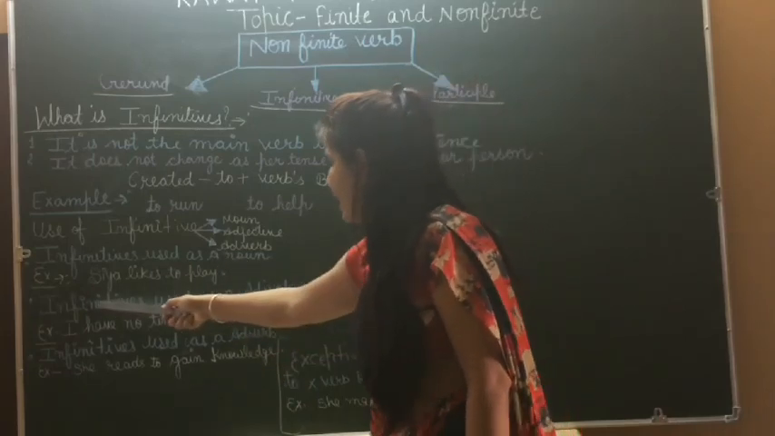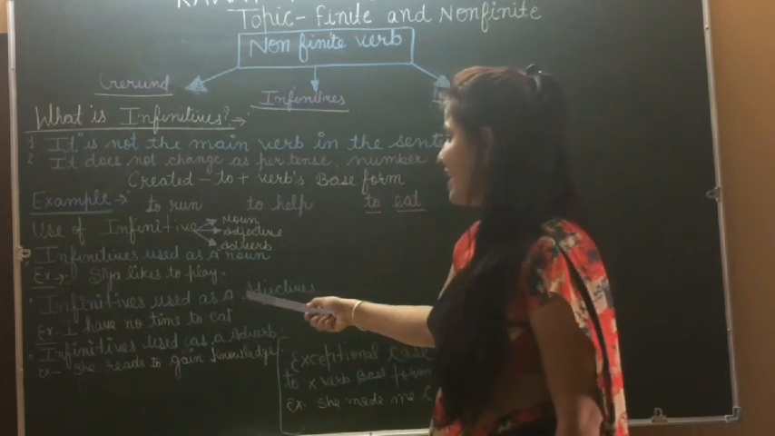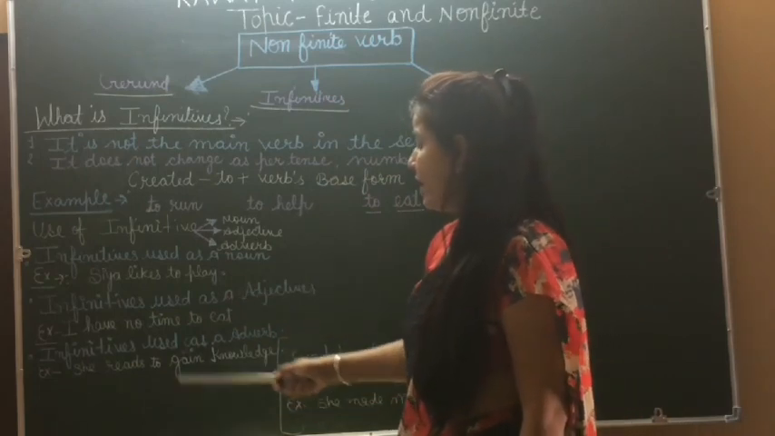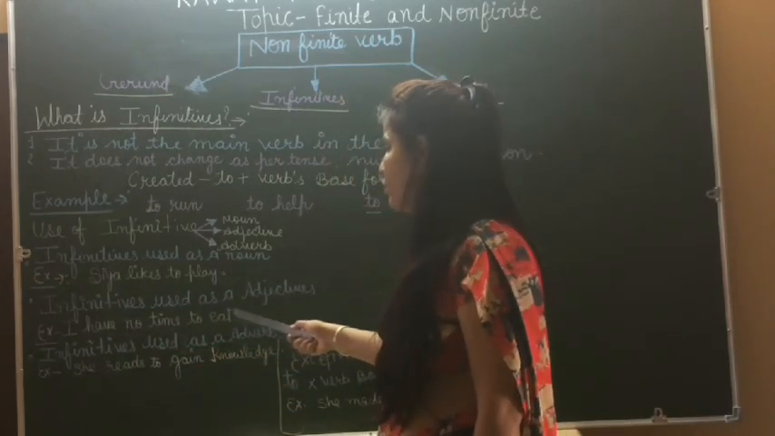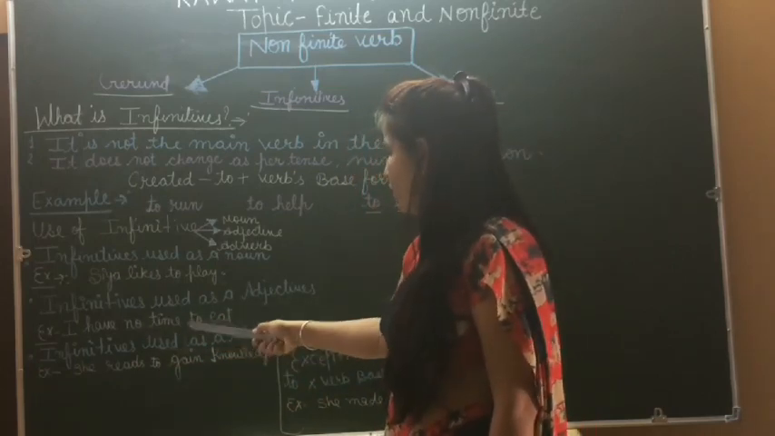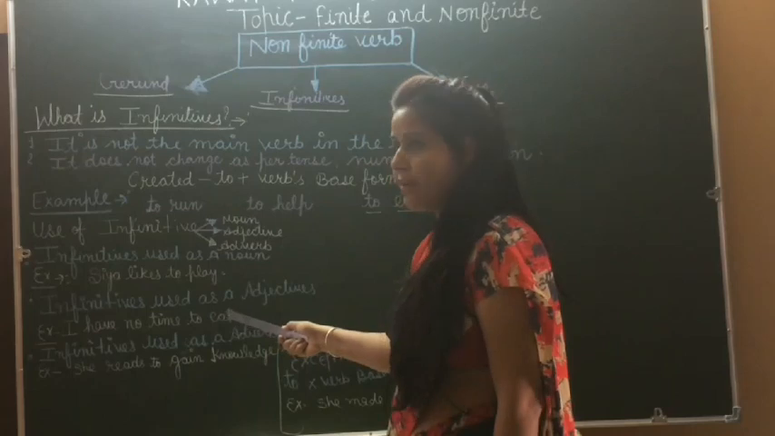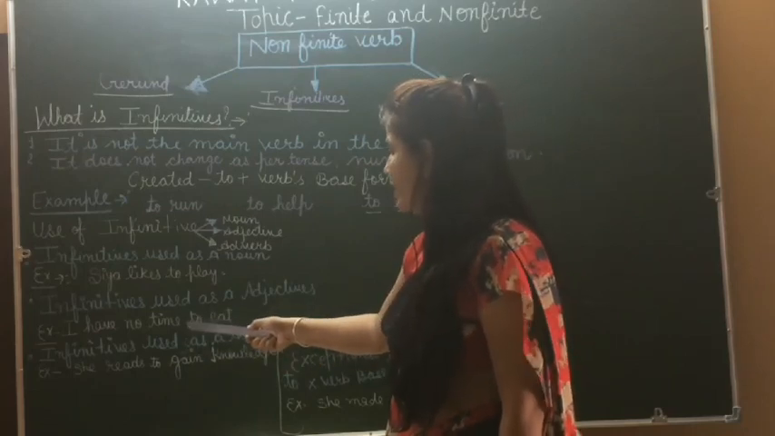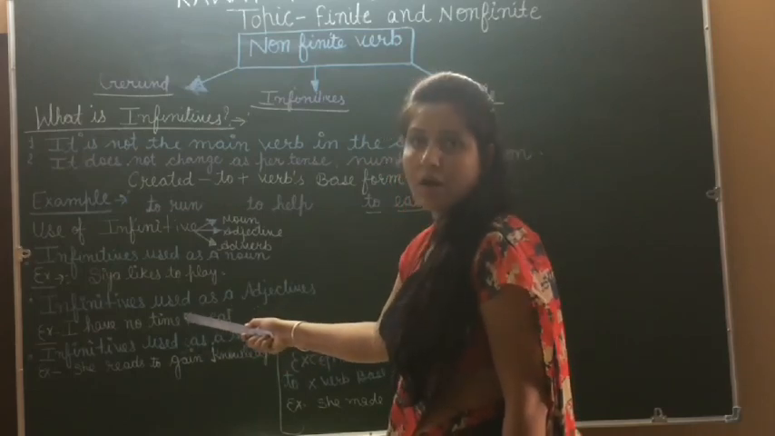Okay, next, second use, infinitive used as an adjective. Okay, example, I have no time to eat. So in this sentence, no time is an object. Okay, to eat is an infinitive. Okay, so it describes an object.